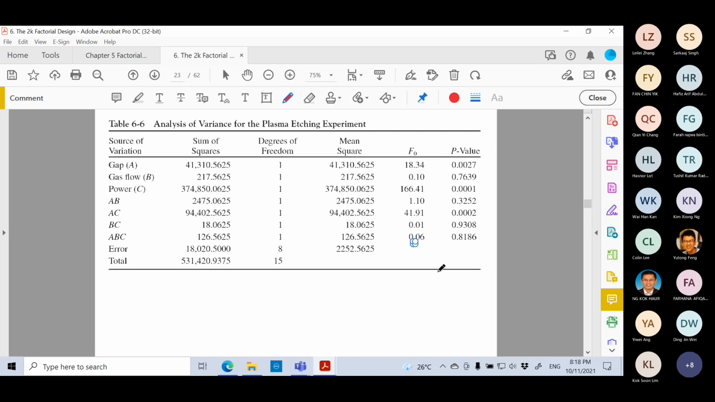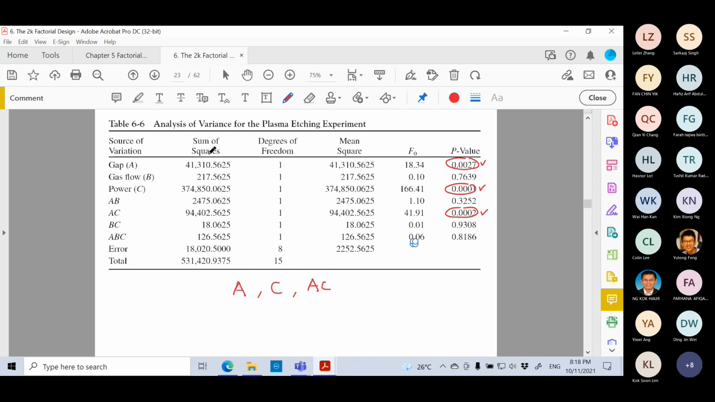So clearly, the P value here is very small. This one is also very small. This one is also very small. So it looks like only these three will be important factors: factor A will be important, then factor C will be important, and after that we have factor AC. This means that the interaction of A and C is also important.